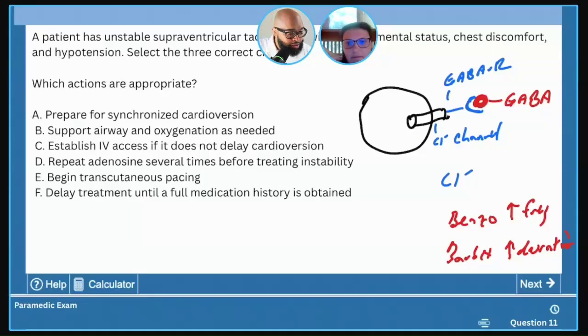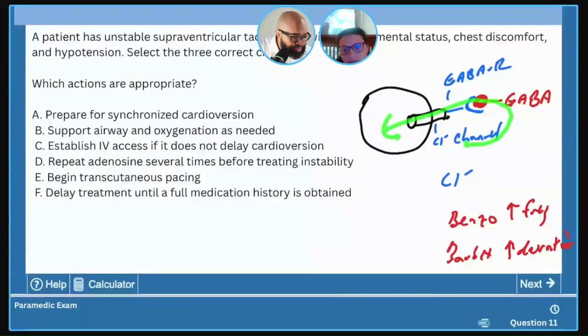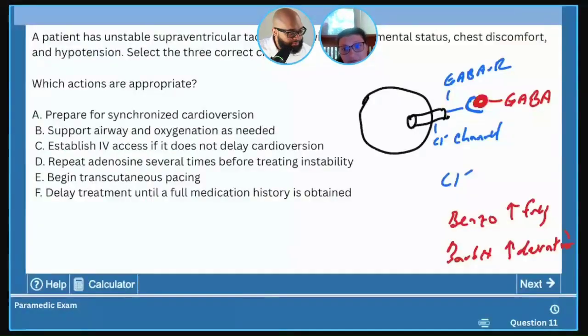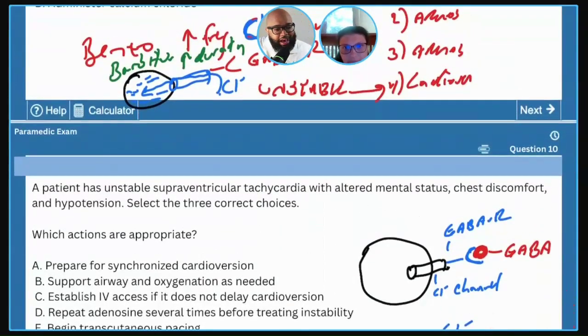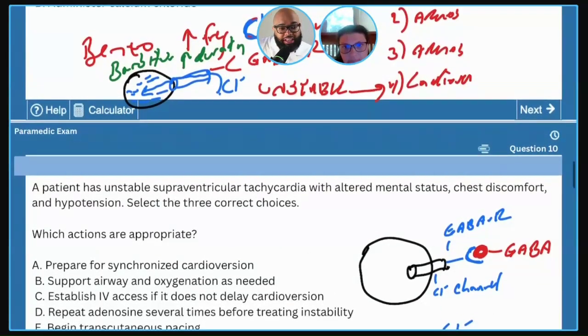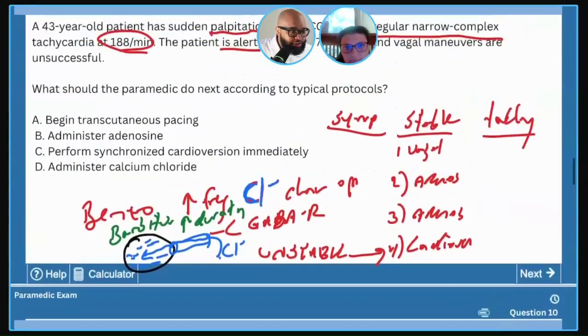Either way, the net result is still the same. Chloride, because once the door is open, chloride can now go in. So the chloride goes into the cell, and it makes the cell very negative. Okay? Does that make sense? I think so. I mean, you may not even get a question like that, but just in case, I want you to understand how the drugs work.